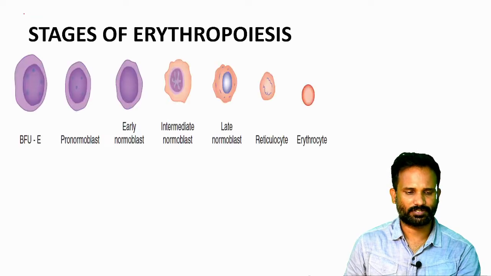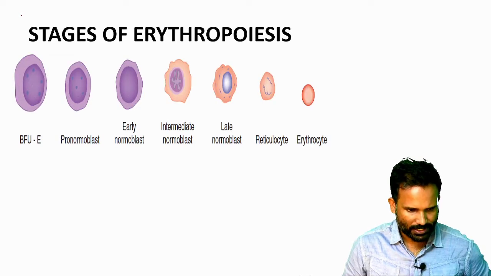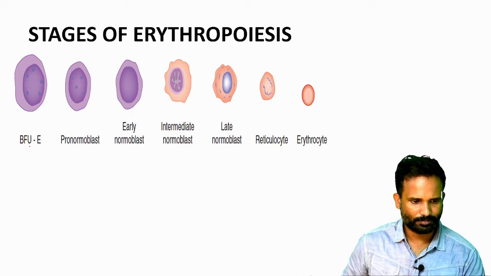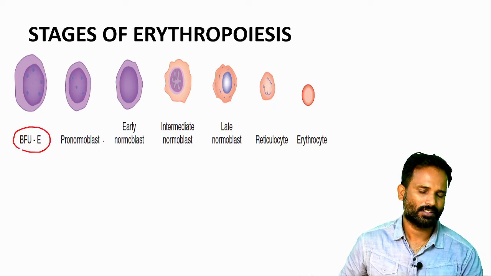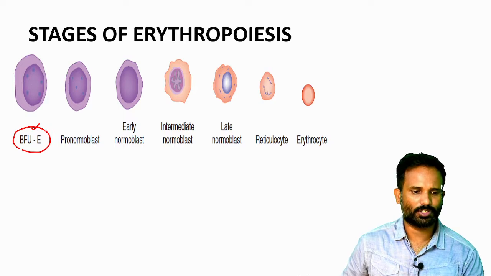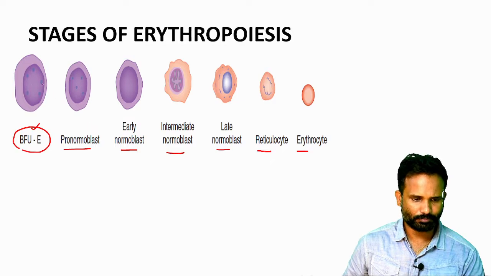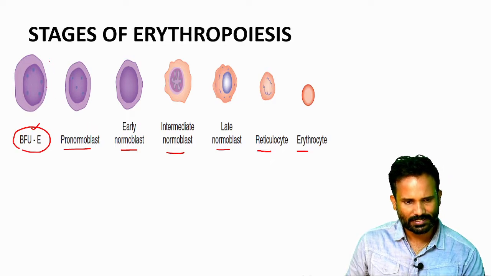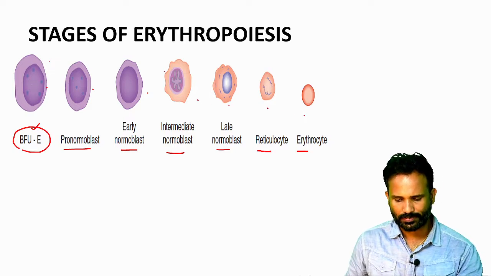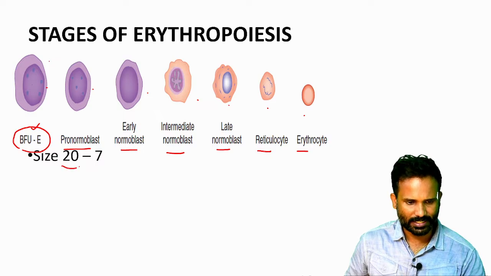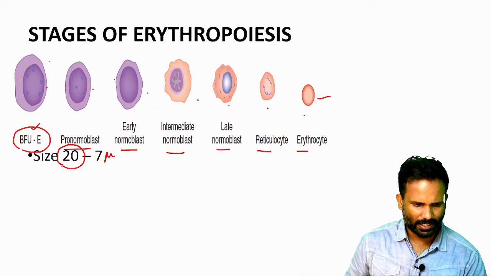And coming to the stages of erythropoiesis, we have the stem cell, which is the blast forming unit erythrocyte mentioned here, and then the pronormoblast, early normoblast, intermediate normoblast, late normoblast, reticulocyte and erythrocyte. See here what is happening to the size. The size is decreasing. So in the process of erythropoiesis, the size decreases from 20 microns to 7 microns, that is the RBC.